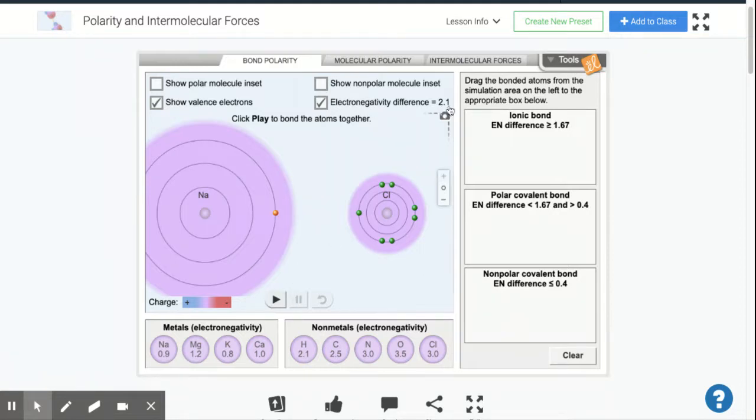In this case, it tells you that the electronegativity difference is 2.1. You would find that just by subtracting, right? Chlorine is 3.0, sodium is 0.9, so 2.1. That's going to tell you that it fits into the category of ionic bond.